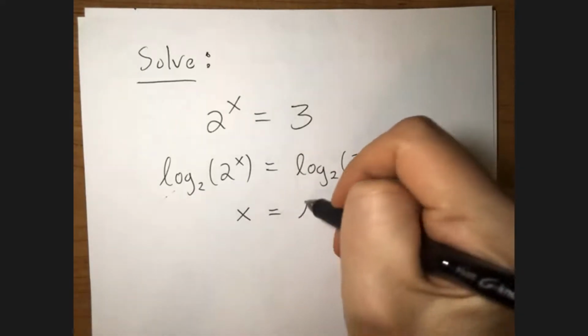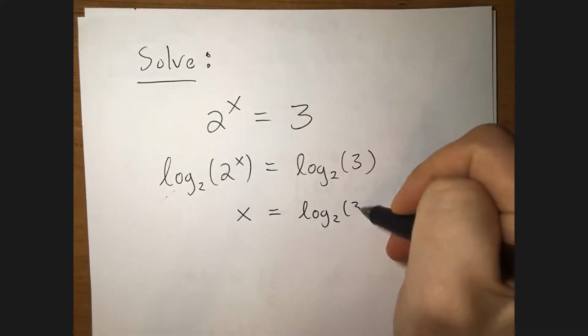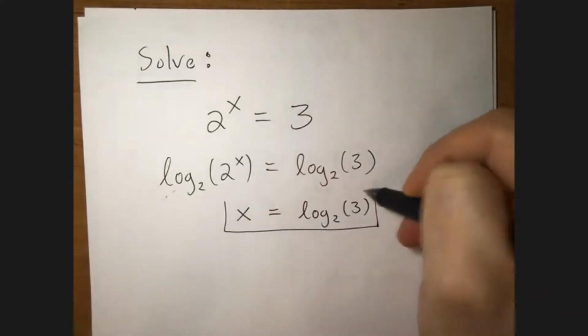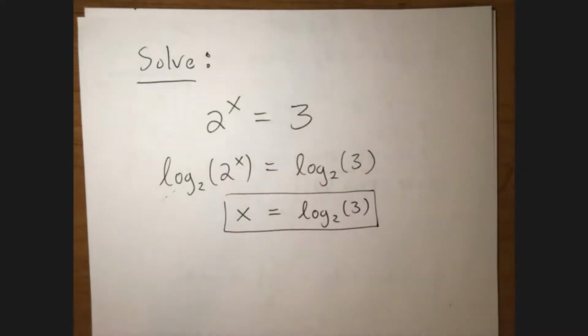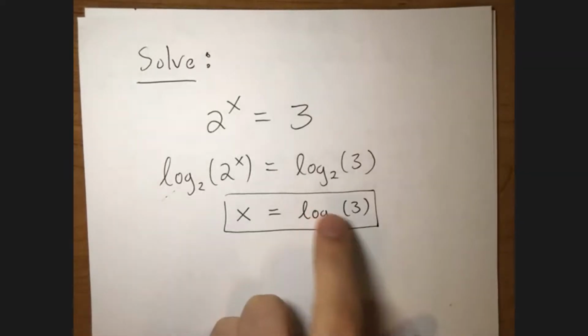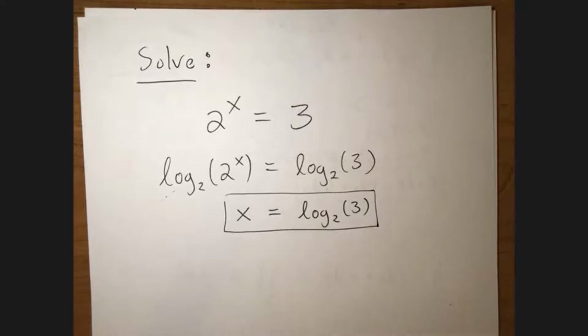And I got my answer. I'm done. That was easy. I solved for x. I can't simplify this, so I just leave it like this. Okay. Let's do another one.